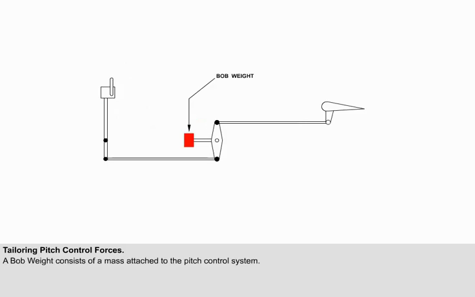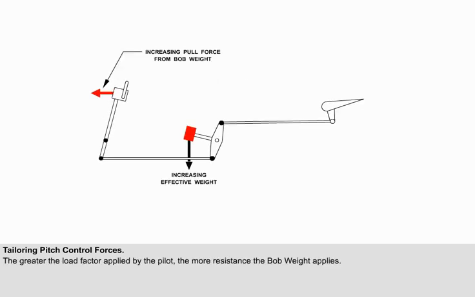The second device used to tailor the control forces is the bob weight. The bob weight consists of an eccentric mass attached to the pitch control system. The bob weight mass is subjected to the same change in load factor as the aeroplane. Thus, the bob weight will provide an increment of stick force in direct proportion to the load factor applied. This will prevent the pilot applying too much G during maneuvers. The more the pilot pulls back, the more resistance the bob weight adds to the control system.